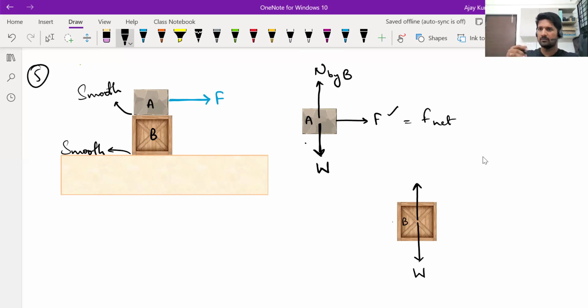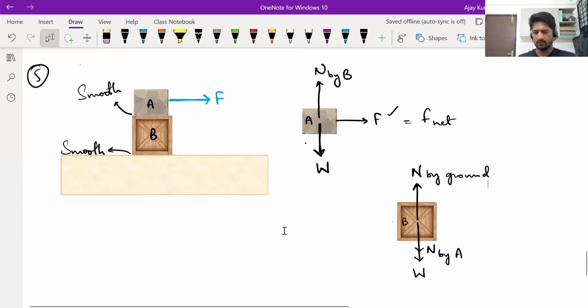The reaction to that will be exerted by A on B in the downward direction. So B will experience a normal force downwards by A, and there will be another normal force exerted by the ground. You can call them N1, N2 if you want. So B only experiences vertical forces, and vertically it won't move. We know that. Horizontally, there is nothing to move B at all, so it won't move.